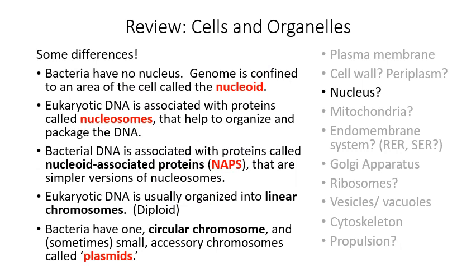Okay, so again, some differences between bacteria and eukaryotes. Bacteria have no nucleus, as I said before. The genome is confined to an area in the cell called a nucleoid. Eukaryotic DNA is associated with proteins called nucleosomes. So if you took Biology 200, I don't want to keep bringing that course up, but it is a nice course, you learned that the DNA inside eukaryotic nuclei is not just floating around loose. The DNA double helix is actually wrapped around little spool-shaped or spherical structures called nucleosomes, which help the cell to organize and package the DNA.